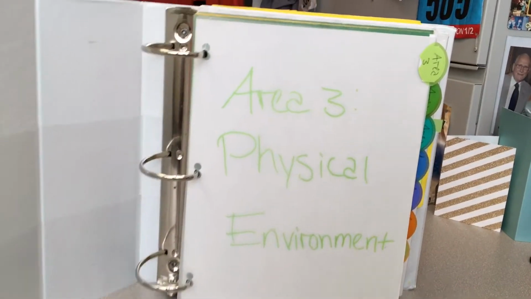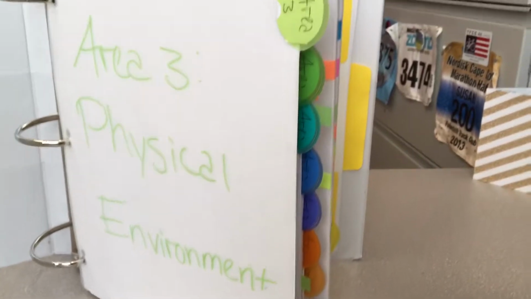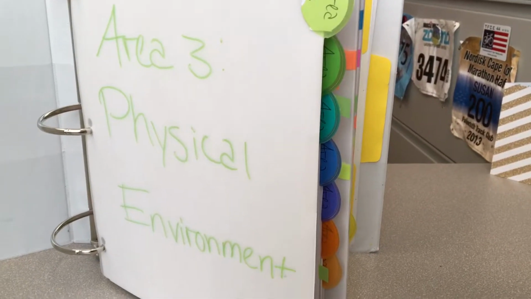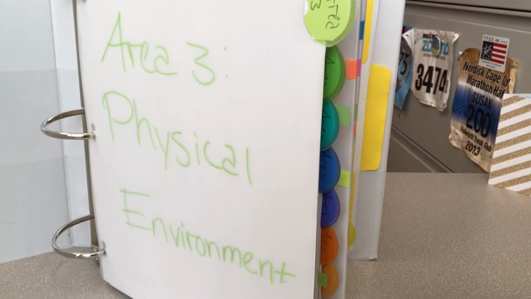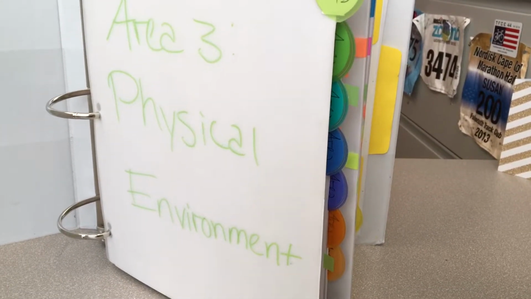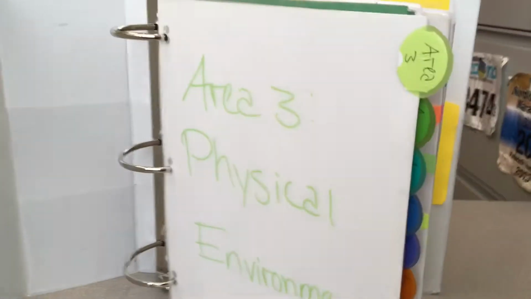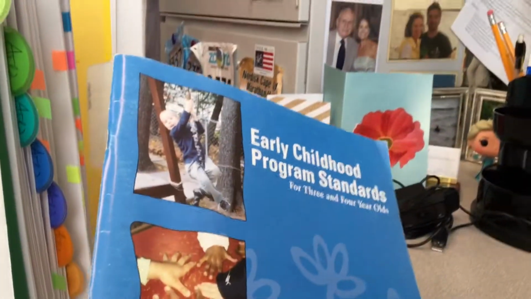This student organized the portfolio with some tabs, and you can see the tabs alongside. And she did a narrative and then evidence for that particular narrative. She started with physical environment, and it says area 3. Well, where did she get area 3? She was using the early childhood program standards notation.